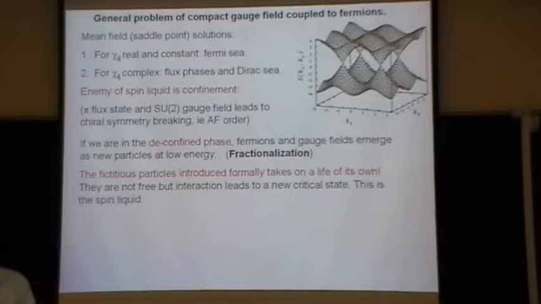So now we have to couple this mean field to gauge fluctuations. Now, formally, this coupling is infinite. The coupling constant is infinite, because the gauge field was initially introduced as a way of enforcing the constraint. So there's no restoring force for the gauge field.